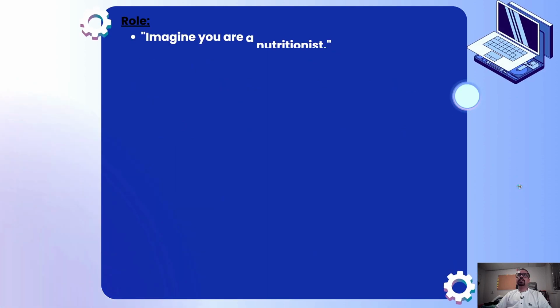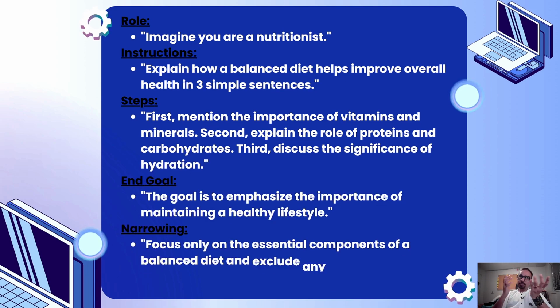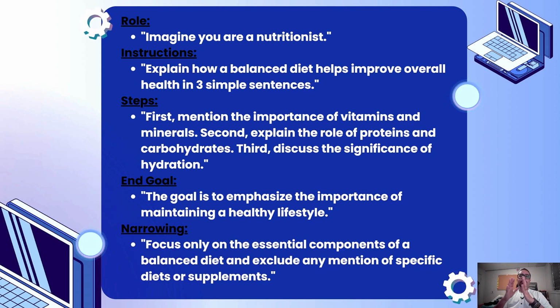So as part of the next example, what we are going to do is, this time ChatGPT is going to be a nutritionist. So first we are defining a role saying that imagine you're a nutritionist. Then we say explain how a balanced diet helps improve overall health in 3 sentences. Okay, to the point, 3 sentences, not a long answer.